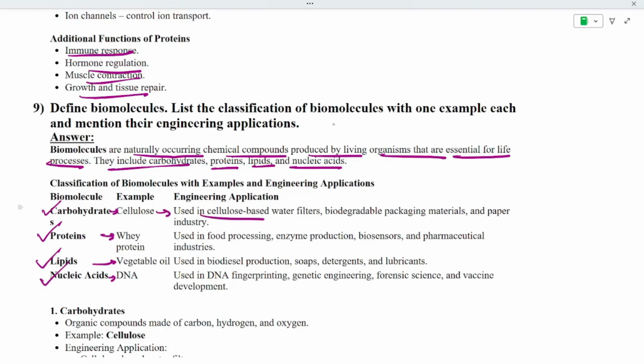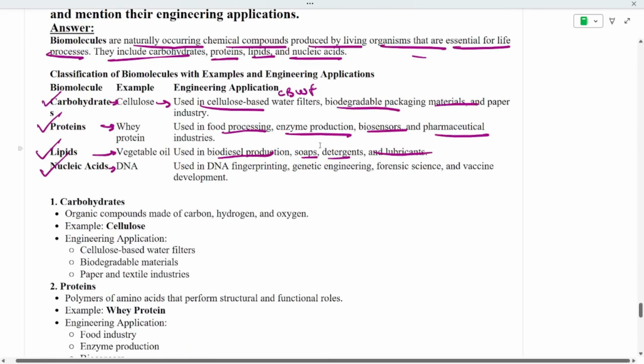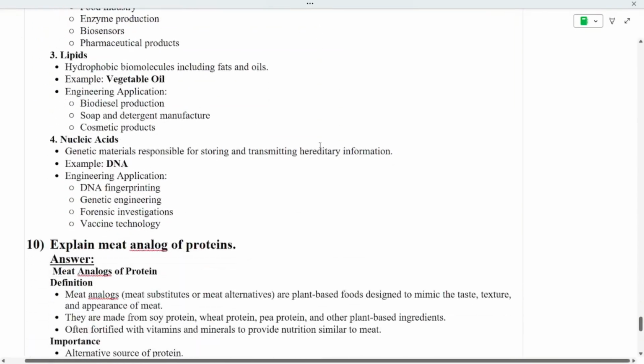Cellulose is used in biodegradable packaging materials and the paper industry. Proteins are used in food processing, enzyme production, biosensors, and the pharmaceutical industry. Biodiesel production is for lipids, along with soap, detergents, and lubricants, which we all studied, right? You can see that individually: proteins, carbohydrates, lipids, nucleic acids.